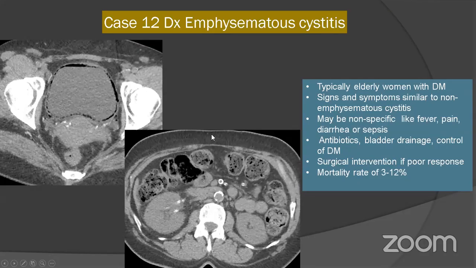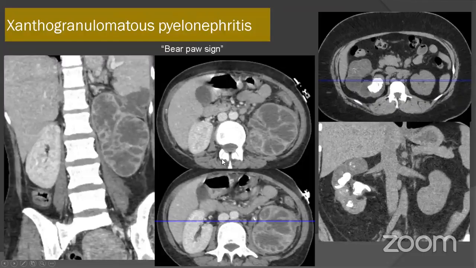And these signs and symptoms can be quite similar to a routine cystitis, so you just need to suspect it if the patient is a diabetic. These patients can also become septic. Again, antibiotics, control of diabetes, and bladder drainage is how this is treated. Surgical intervention is needed only if there is no response to conservative management.